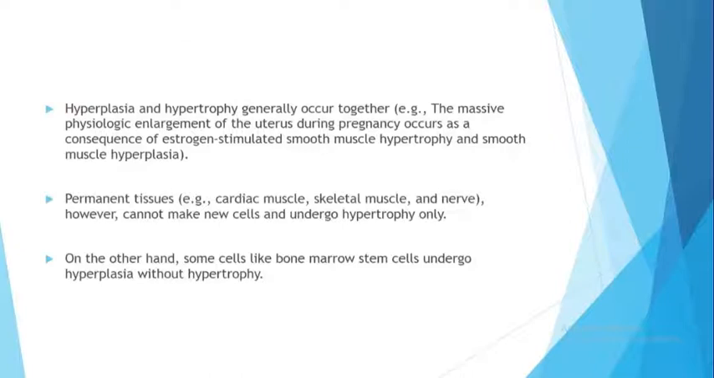On the other hand, some cells, like the bone marrow stem cells that are responsible for the production of red blood cells and white blood cells, undergo hyperplasia without hypertrophy. So the general rule here is that hyperplasia and hypertrophy occur together, but we have exceptions. Permanent tissues can undergo hypertrophy only, and bone marrow stem cells undergo hyperplasia only.